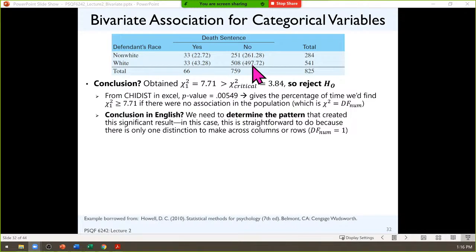So not only is there an association that would be found less than 5% of the time if there were no association in the population, but the pattern of the association is such that being white is more associated with not having a death penalty than expected. And you can say it backwards too. You could say that being not white is expected to have a death penalty decision more than expected. So this is starting to map onto the language of correlation a little bit.